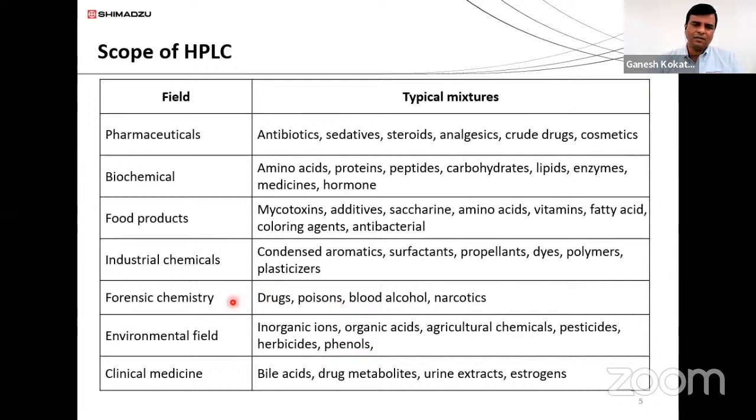In the field of environmental analysis, normally we are testing agricultural chemistry, maybe pesticides, herbicides or phenols. In clinical medicine, we use it for checking different extractions or different metabolisms of APIs, normally estrogen and other analyses as well. So these are the different scopes of HPLC.